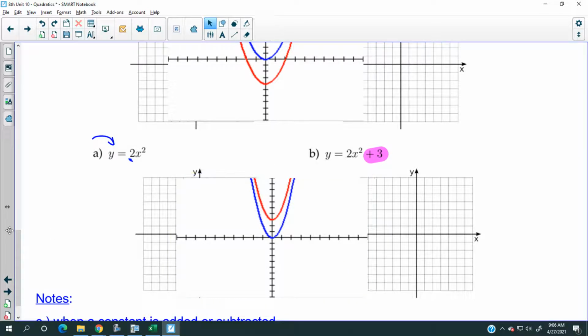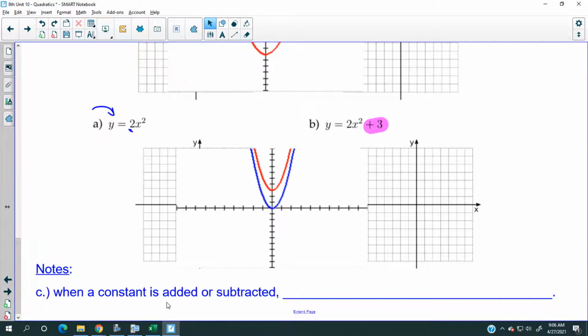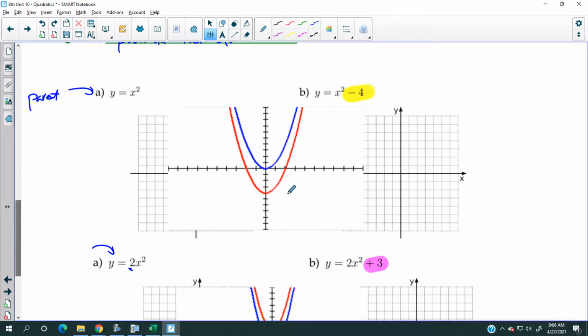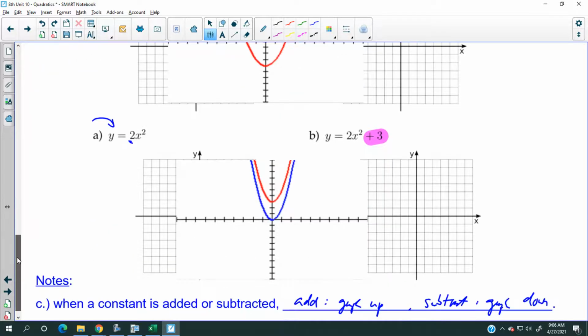All right. So now, what happens when a constant is added or subtracted? If you add it, the graph goes up, right? If you subtract with a constant, the graph shifts down, okay, as you can see. And by the way, for the first one, if you minus 4, it'll go down 4 units. 1, 2, 3, 4, right? And on the other hand, the second one will go up 3, right? 1, 2, 3, like so, okay?